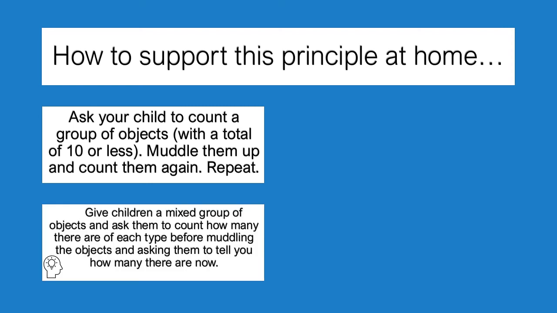If you are finding that your child is presenting as being confident with this principle, try giving them a mixed group of objects and asking them to count how many there are of each type. So for instance, you might have some beads, some pasta, and some small toys. And then ask your child to count how many there are of each type, and then muddle them all up so it looks very different, and ask them again how many there are of each type. Keep doing this and see how long it takes for your child to be able to identify the number without having to count them again.